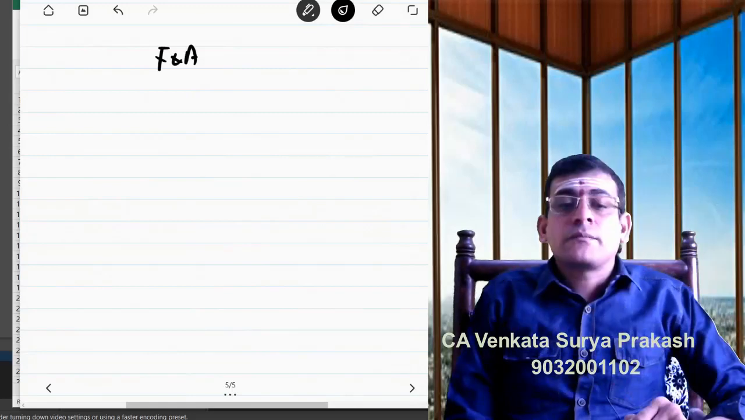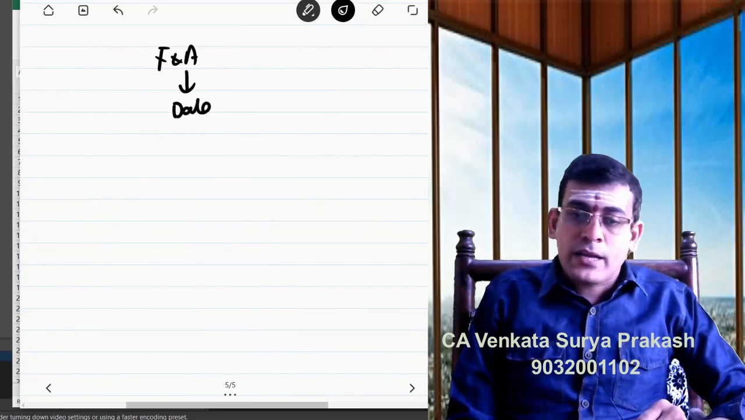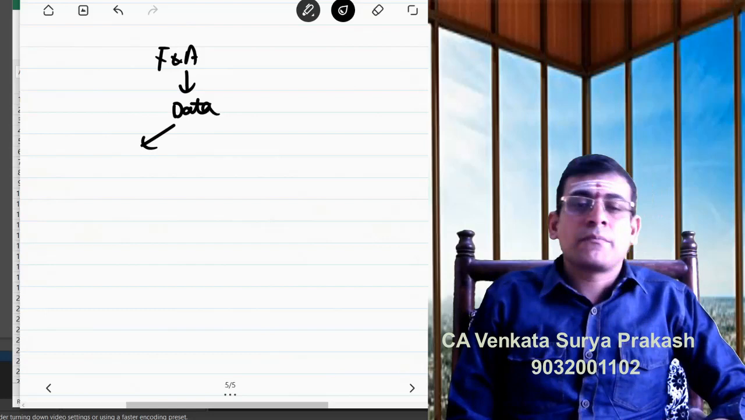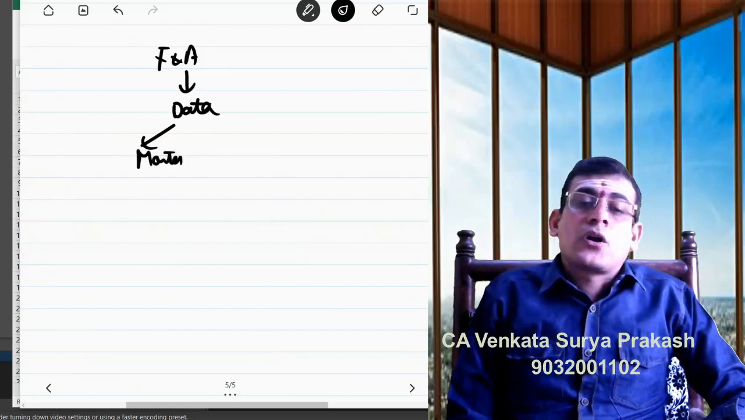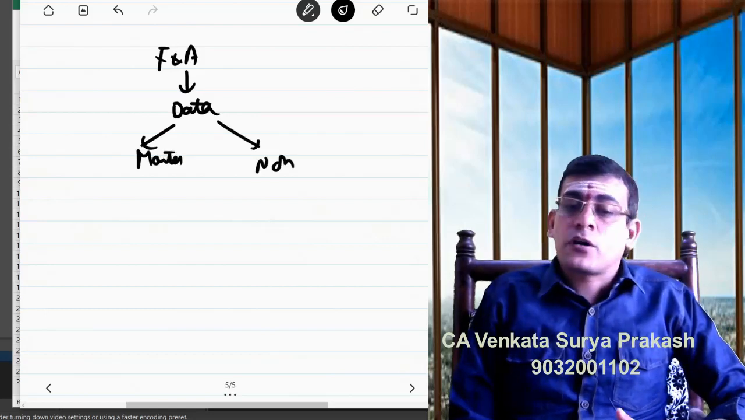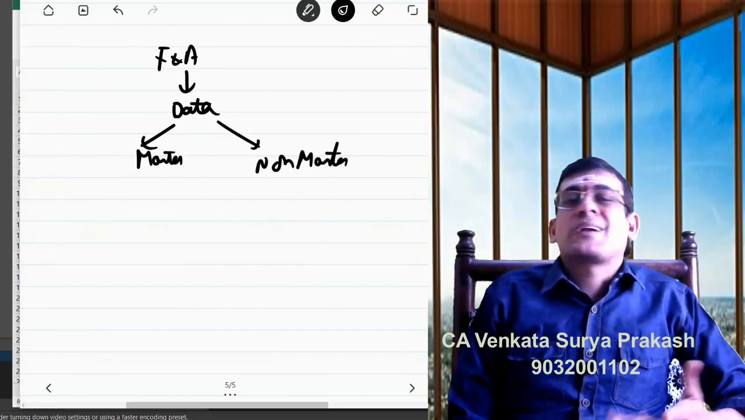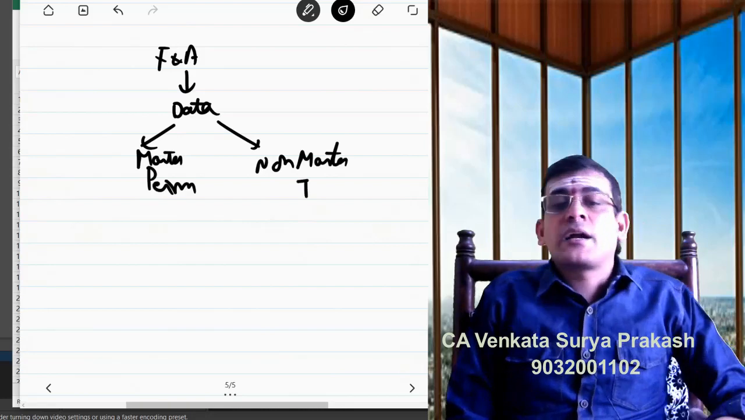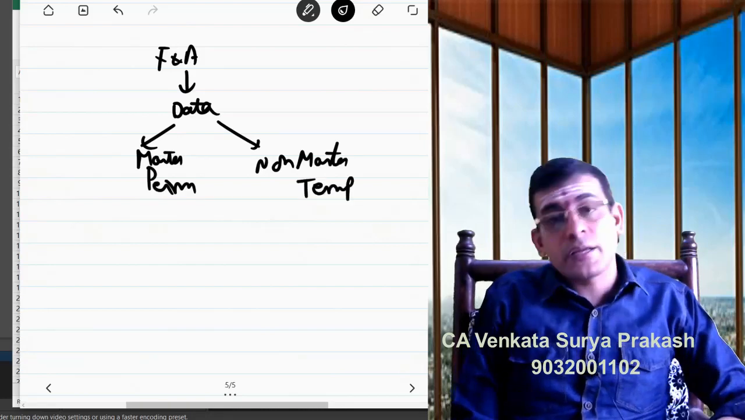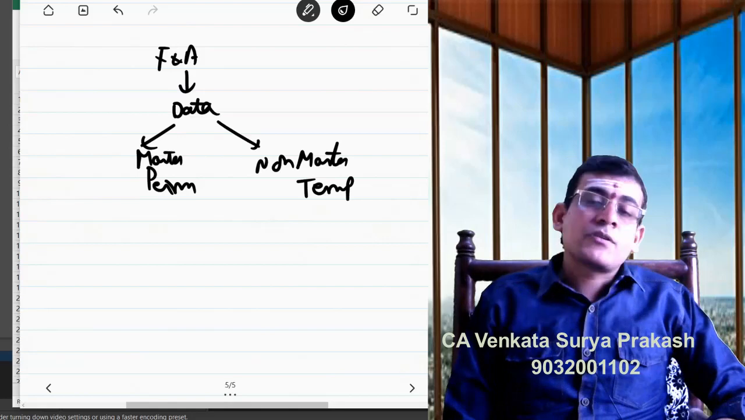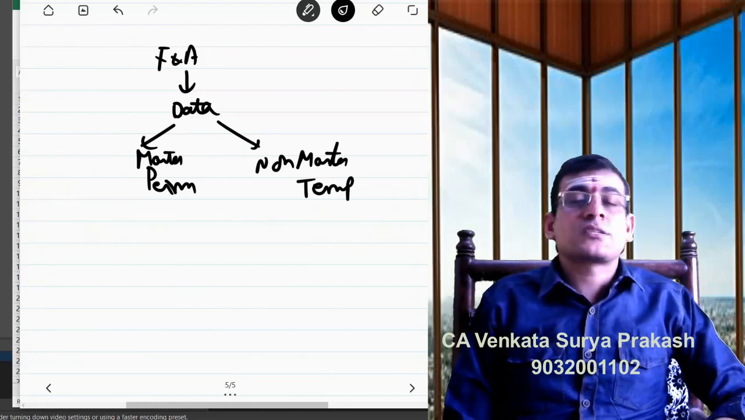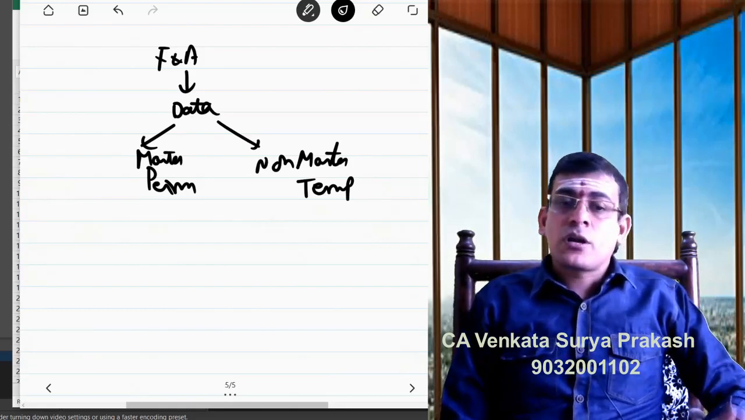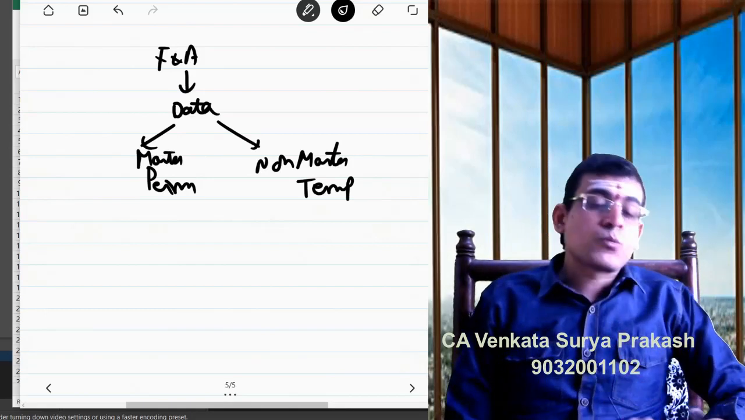This chapter we will again be discussing data. In this we'll be discussing master data and non-master data. So a lot of stuff is there. It's very simple. Master data is permanent and non-master data is temporary. So anything which is temporary is non-master, and anything which is permanent is your master data.